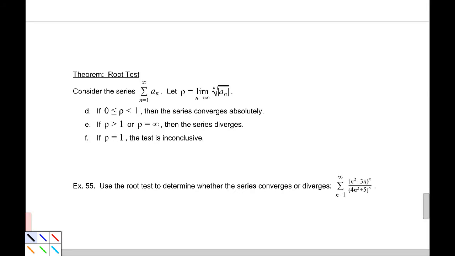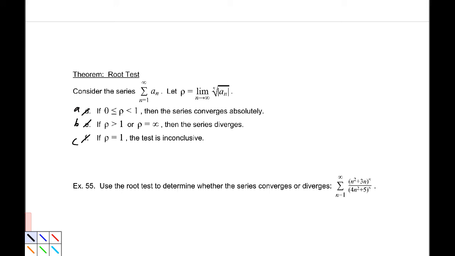Moving on to the root test. The root test is very similar in nature. Our conditions are different, but our conclusions will be the same. If rho is equal to 1, it's inconclusive. If it's greater than 1 or infinity, it diverges. And if rho is greater than or equal to 0 and less than 1, then it converges absolutely.